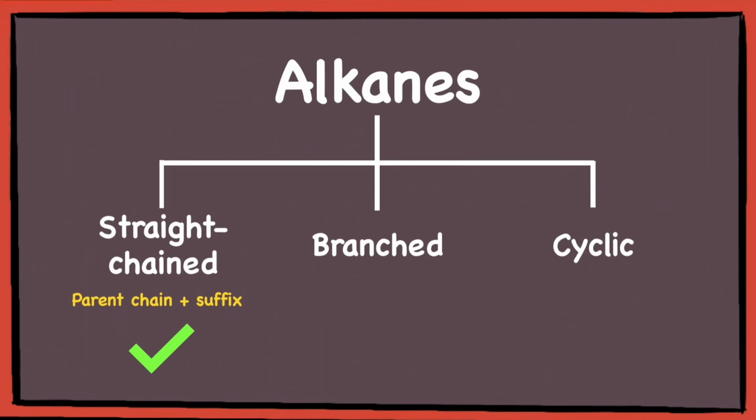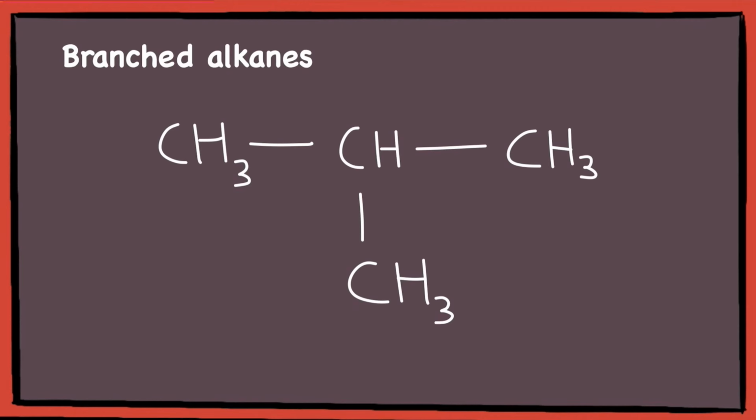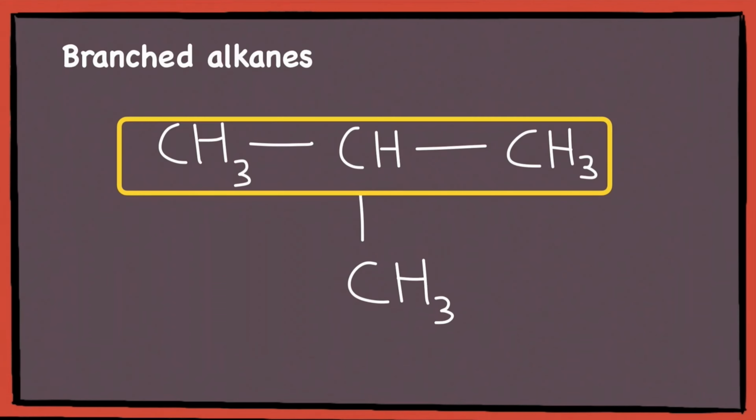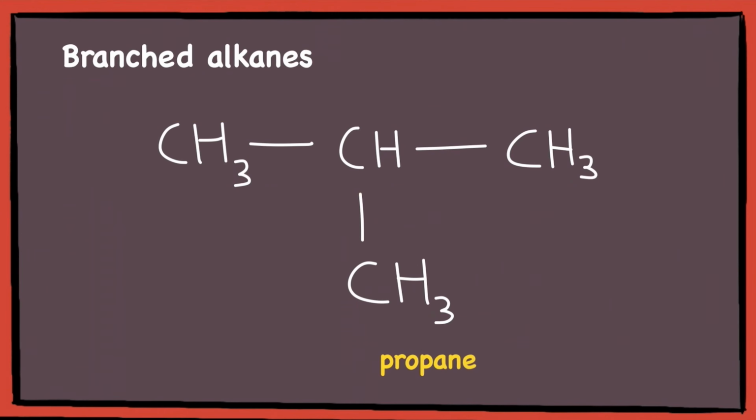For branch alkanes, there is the presence of side groups, which is why they are called branch alkanes. This means we will need to add in the prefix on top of the parent chain and suffix. For this organic compound, same thing, step 1, we locate the longest carbon parent chain first, which is this chain right here. Then, the longest chain has 3 carbon atoms, so its parent chain name is prop. Then step 2, we know that this is an alkane, so its suffix is ane.